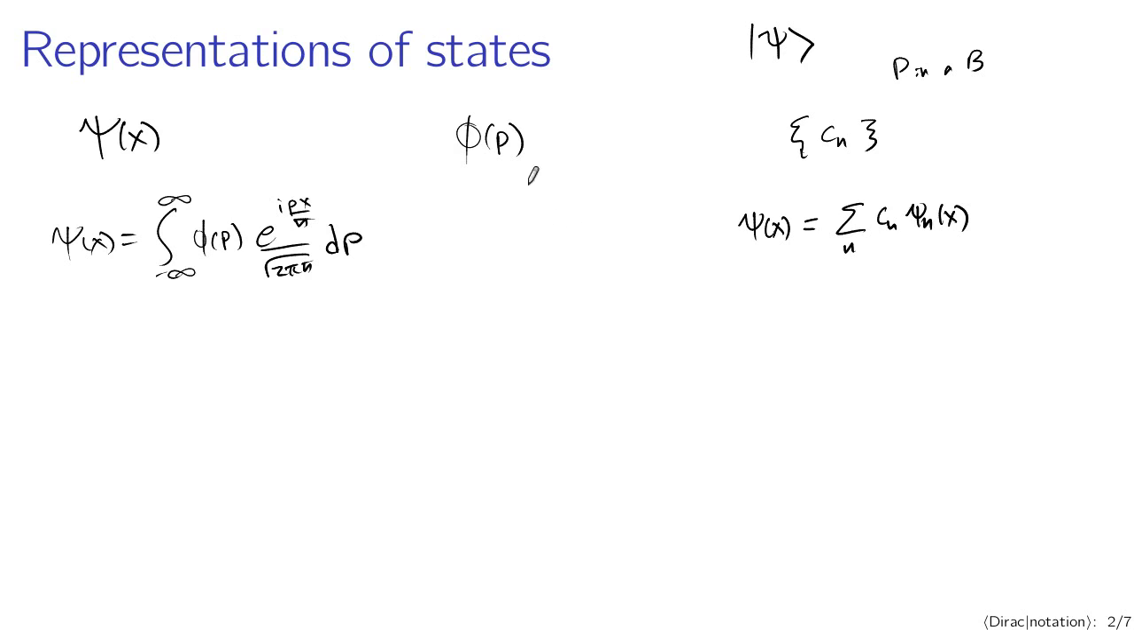You can also go back, finding phi of p from psi of x. For instance, phi of p is going to be equal to the integral from minus infinity to infinity of e to the minus i p x over h bar divided by root 2 pi h bar, multiplied by psi of x, and this is going to be an integral dx. So given these various representations, I can convert from one to the other. If I had the general quantum mechanical state, I could go from it to any of these representations.